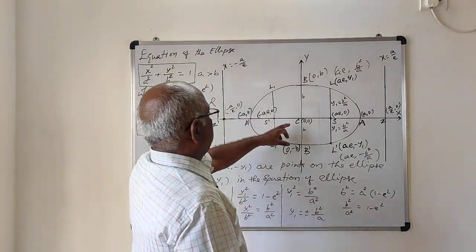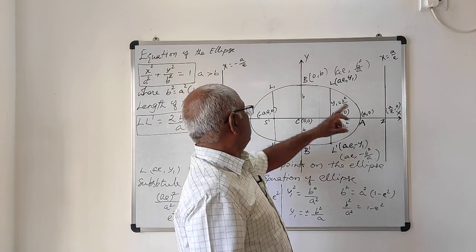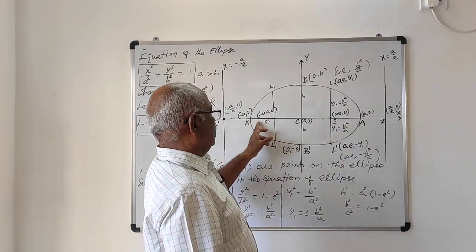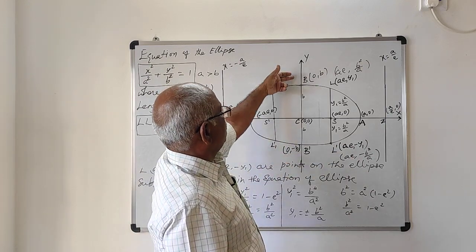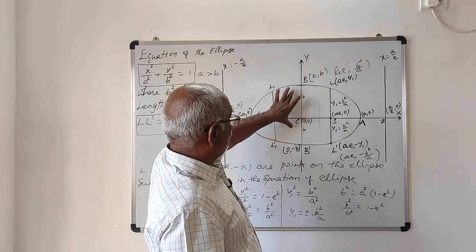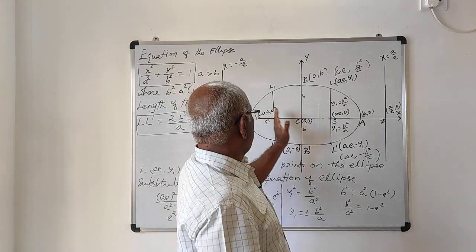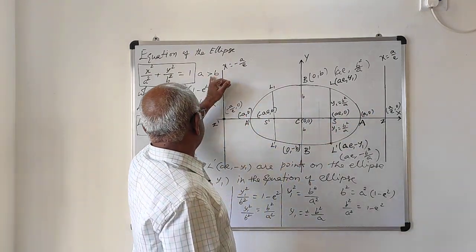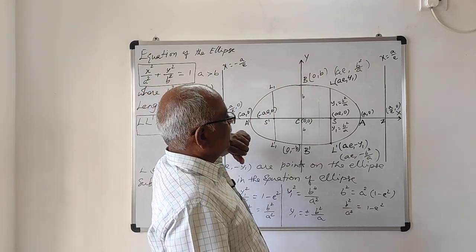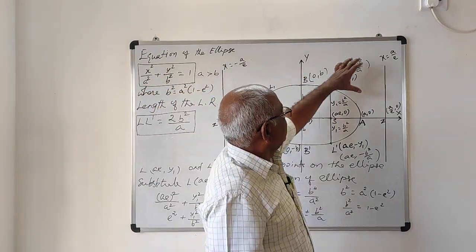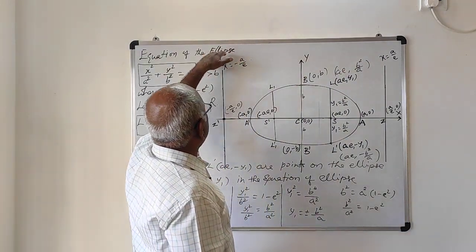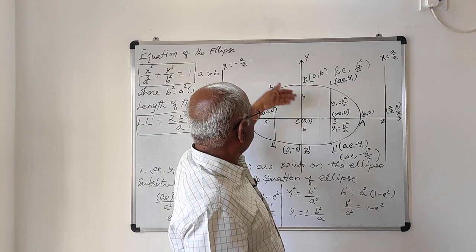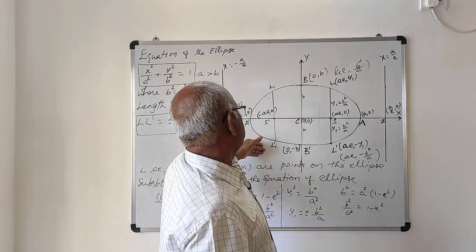We have the center at the origin, vertices A comma 0 and minus A comma 0, and the foci. 0 comma minus B and 0 comma B are the endpoints of the minor axis, therefore 2B is the length of the minor axis, 2A is the length of the major axis. So the major axis is always greater than the minor axis. x equal to A by E is one directrix and x equal to minus A by E is another directrix, and L L dash is on the latus rectum and L1 L1 dash is also on the latus rectum.